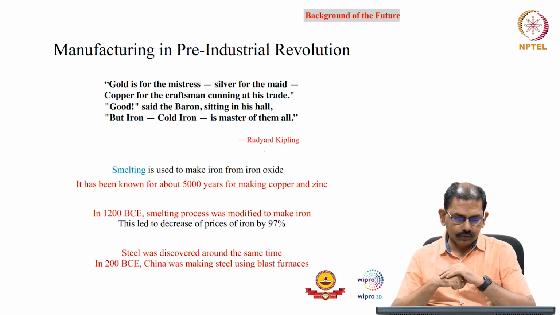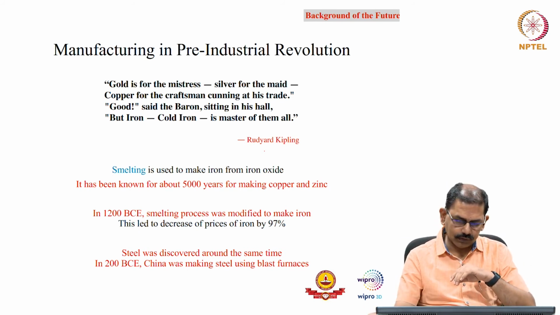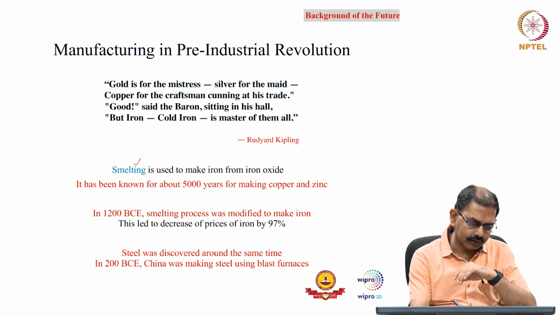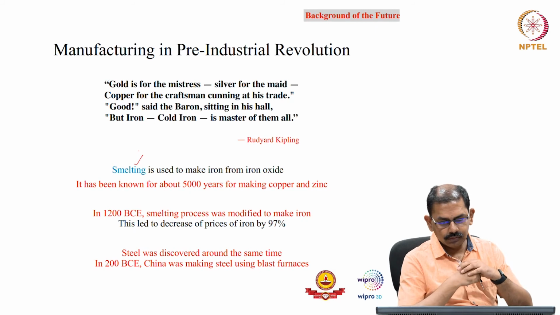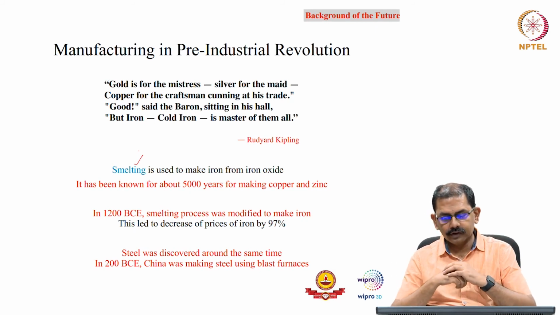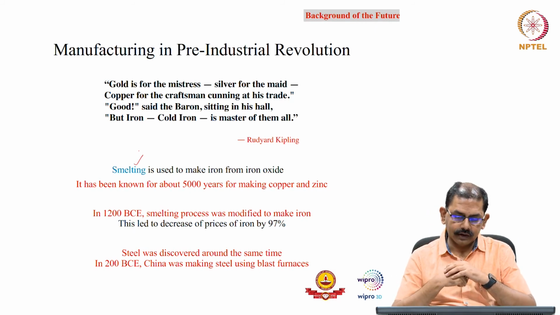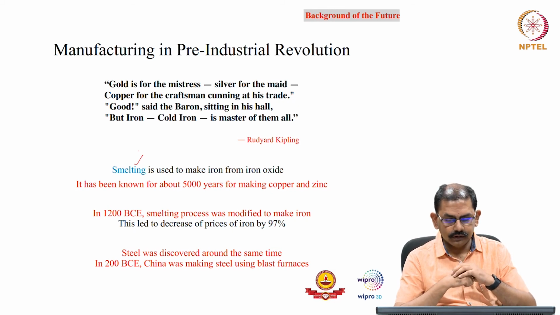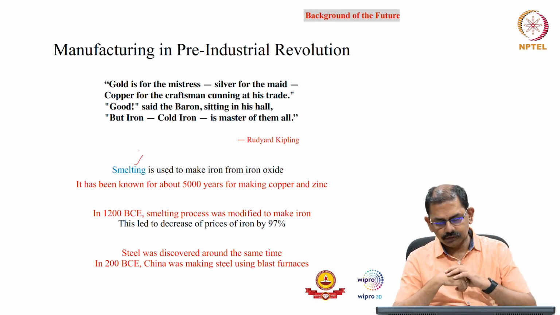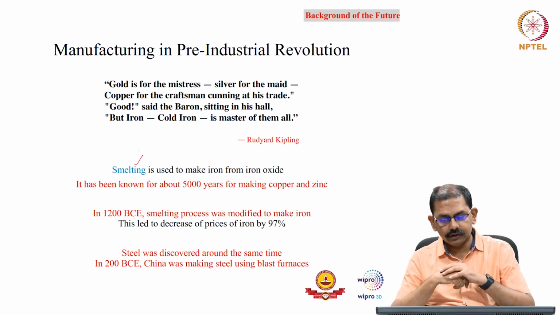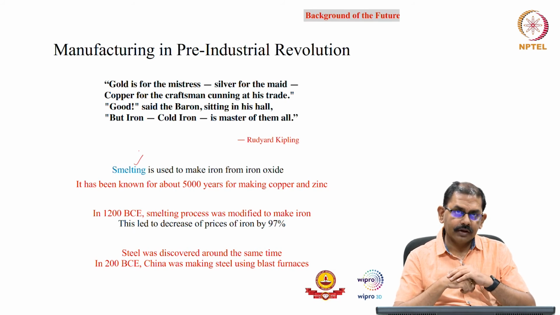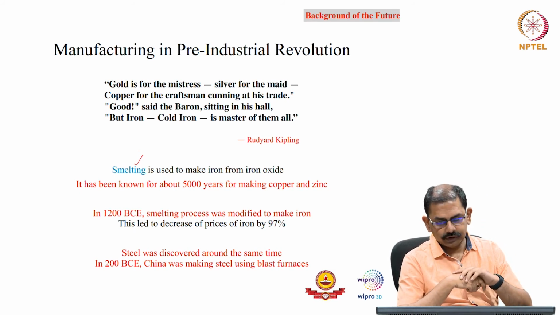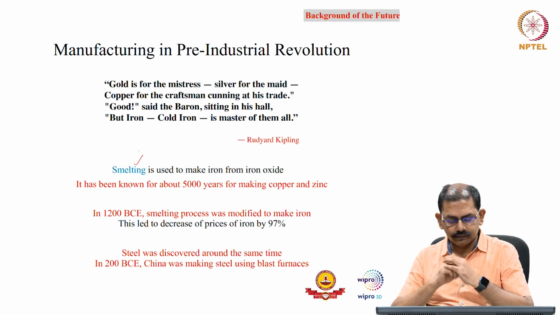A lot of you would have heard about a simple process of smelting. In our high school books we talk about smelting, right. It is a reduction process to make iron from iron oxide, right. But traditionally, if I go back 5,000 years, this process even existed at that time, but it was not used to make iron, it was used to make copper and zinc, right.